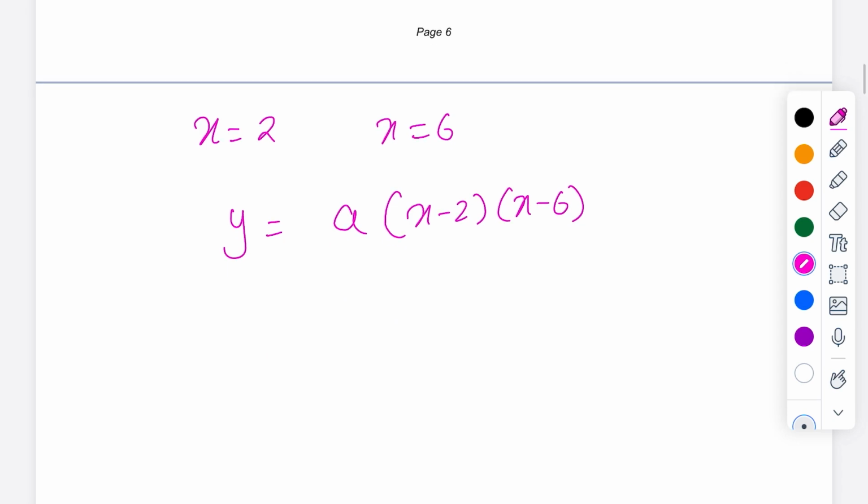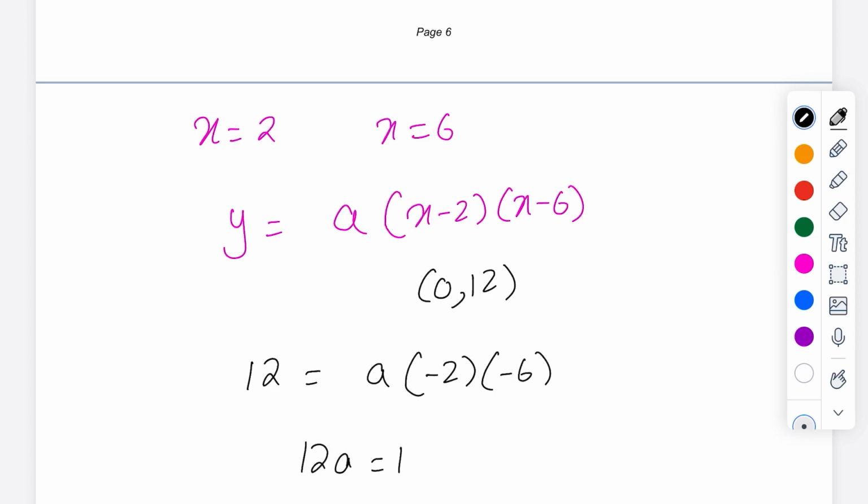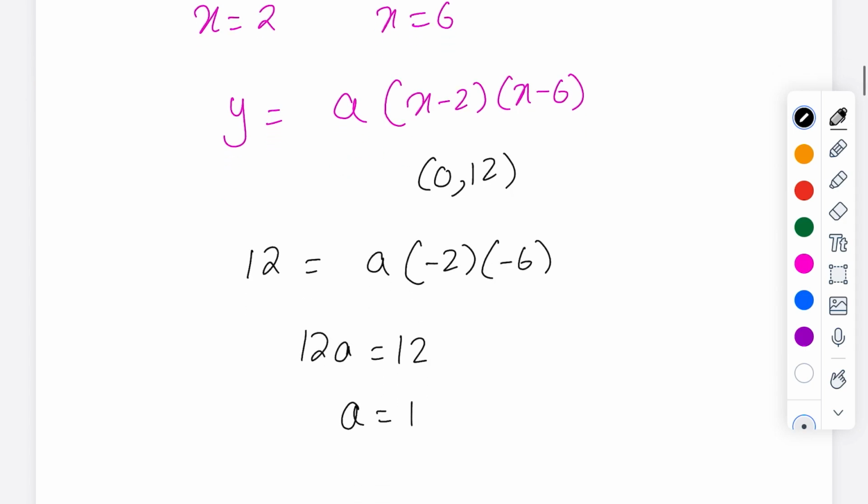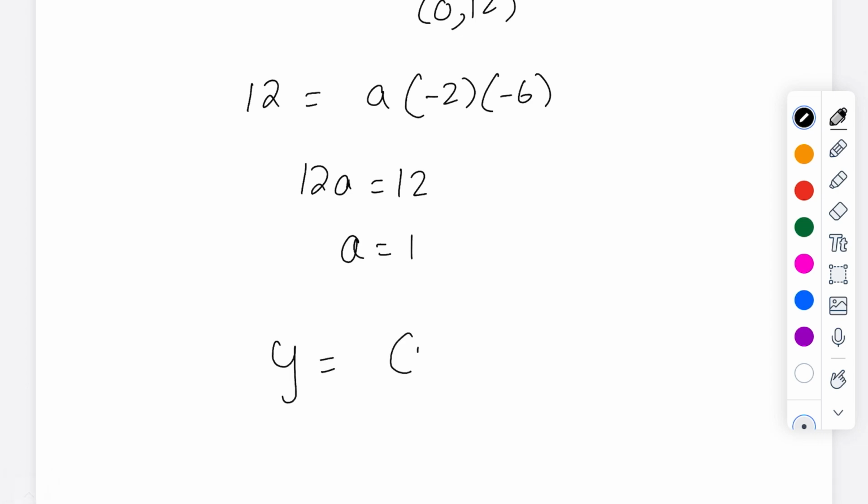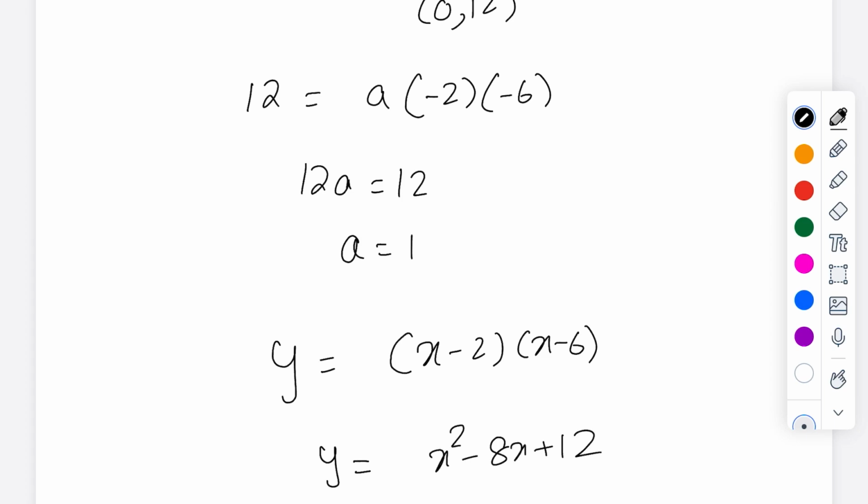Now what is happening? It is passing through the point 0 comma 12. That is the y-intercept. So what am I going to do? 12 equals a times negative 2 and negative 6. So 12a equals 12. So a equals 1. So what's going to be the answer? y equals x minus 2 times x minus 6. So y equals nothing but what? x squared minus 8x plus 12. That's going to be the answer.